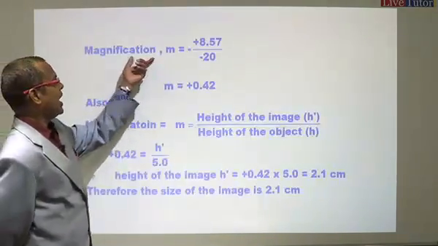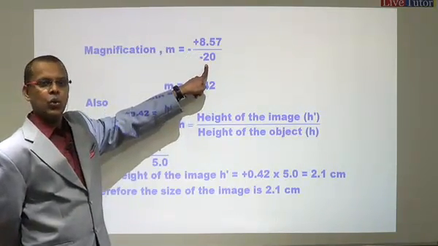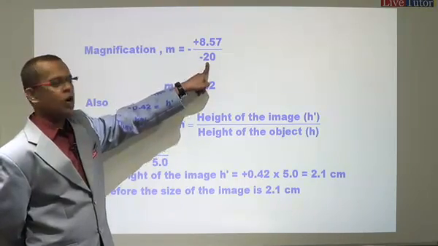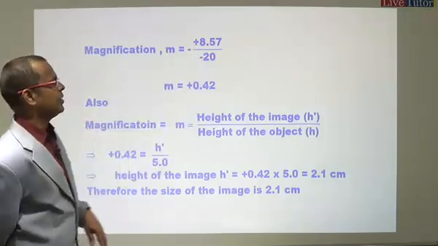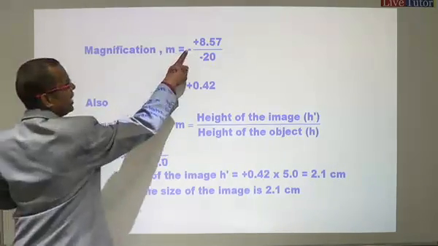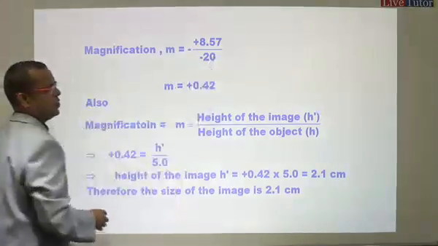How to find out the magnification? It is V by U, image distance by object distance. Plus 8.57 by minus 20. Okay, already minus is there, so minus and minus will get cancelled. So 8.57 by 20.